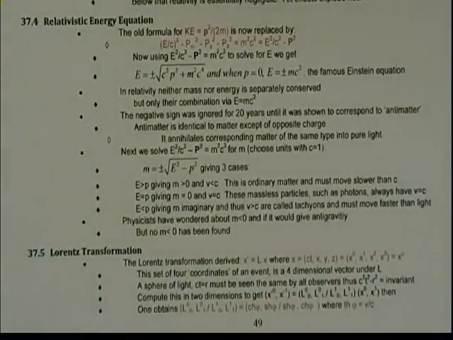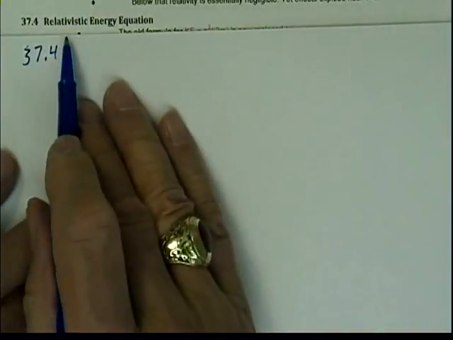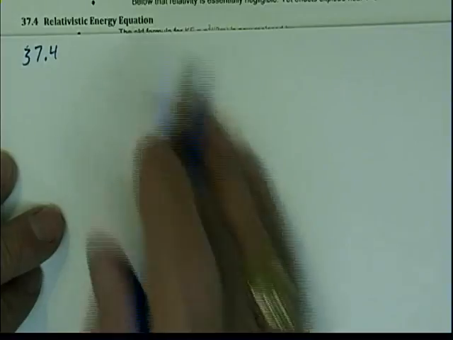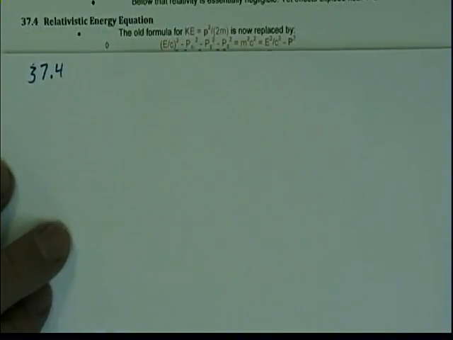This next section is one of the most interesting and exciting sections, I think, in the entire physics course. This section here, 37.4, in this section we will discuss the relativistic energy equation. And we will really derive some interesting things here.